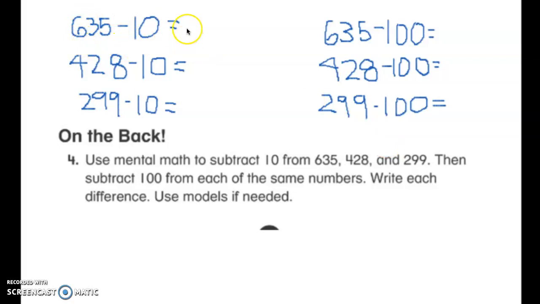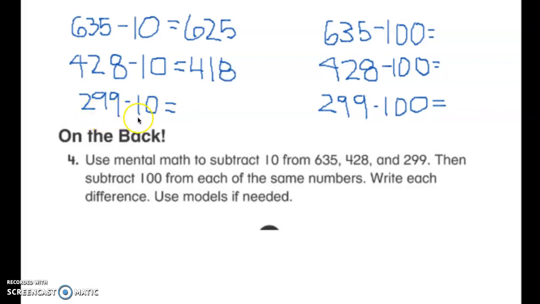Here we have 635. Our hundreds place stays the same. 3 minus 1 is 2. And our ones place stays the same, 5. So 635 minus 10 is 625. 428 minus 10, our hundreds place stays the same. Our tens place goes down by 1, so 2 minus 1 is 1. And our ones place stays the same. So 428 minus 10 is 418.